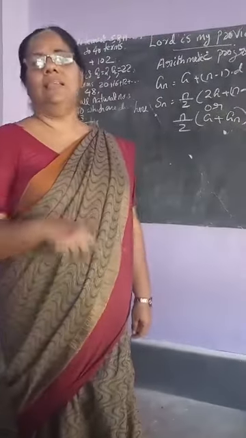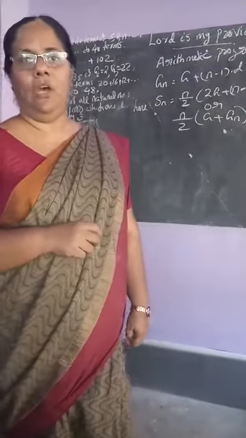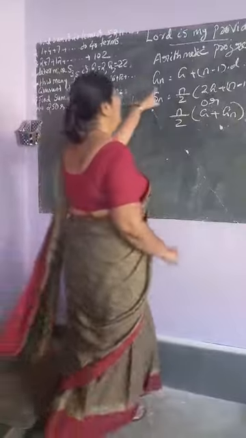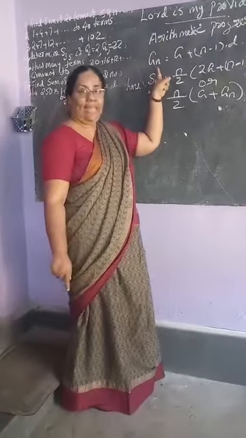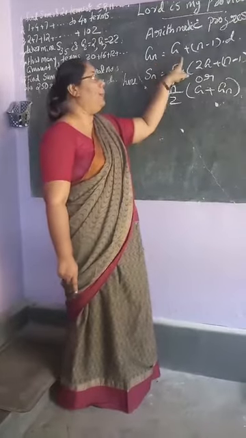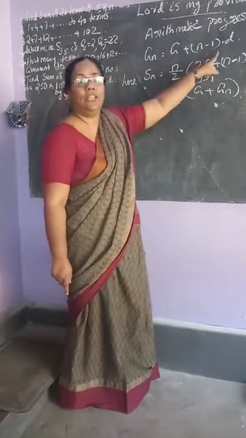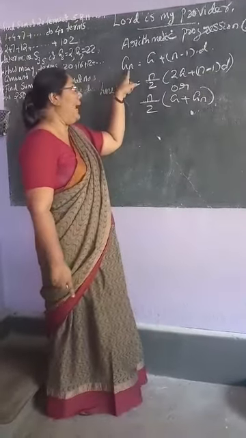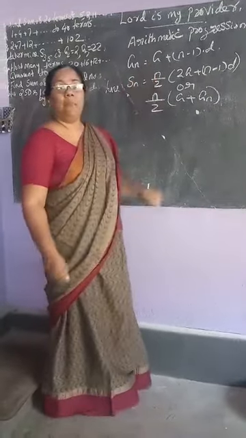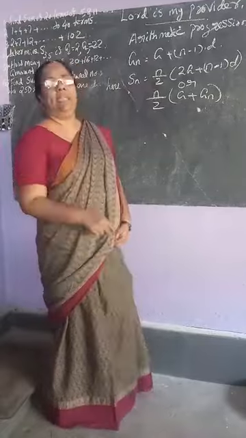Students, in the last class we discussed the topic the nth term of an arithmetic progression, an. An is equal to a plus n minus 1 into d. Nth term, an, is equal to a plus n minus 1 into d.